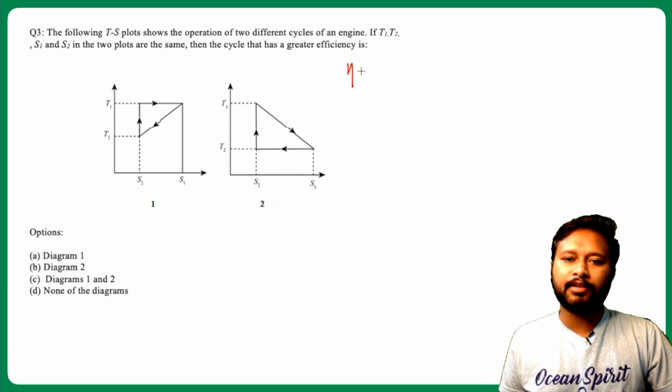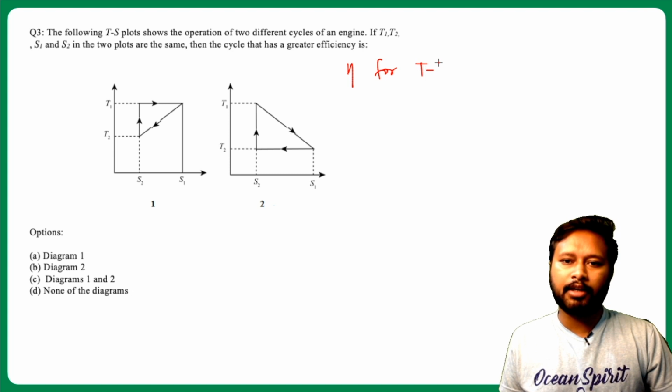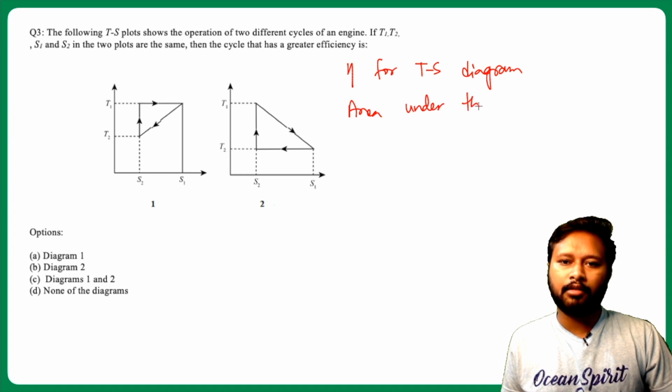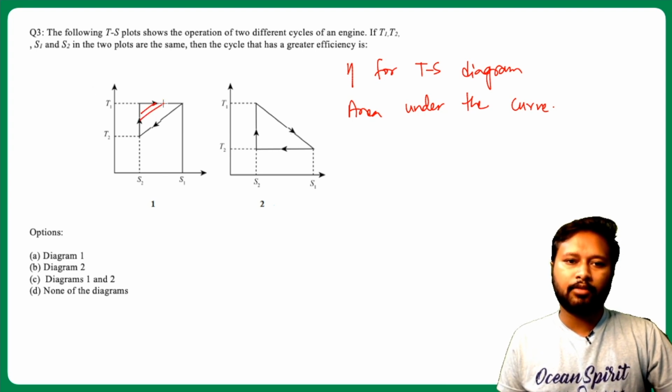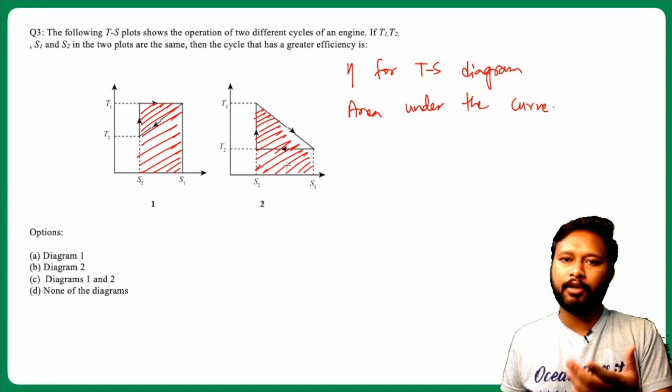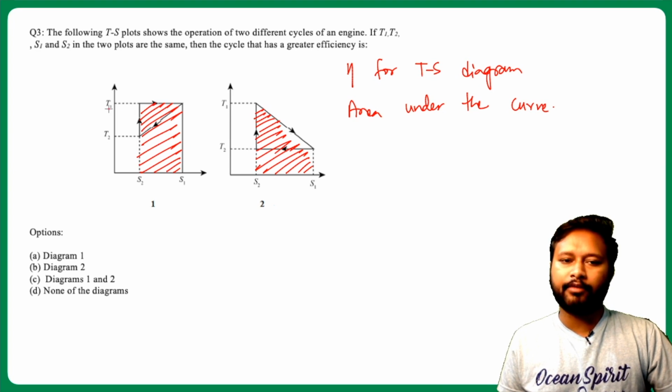You need to know that efficiency for a TS diagram is basically the area under the curve. So you just have to find out the area under the curve. For this one, this whole area is going to give you the efficiency of this system, whereas for this one this whole area will give you the efficiency of the system. Now how will you find out the area of this whole rectangle? It will be equal to length into width. So the length of this box is T1, and the width is basically S1 minus S2. So this will be the area for this.